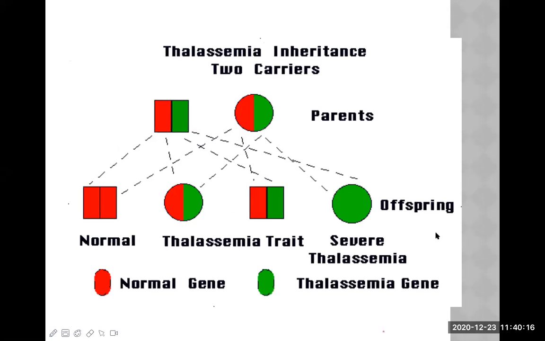Now, thalassemia is a type of genetic disorder. So what type of inheritance is there in thalassemia? The answer is very easy. This is autosomal recessive inheritance. Now see, why it is autosomal recessive, you need to identify by looking at this flow chart.